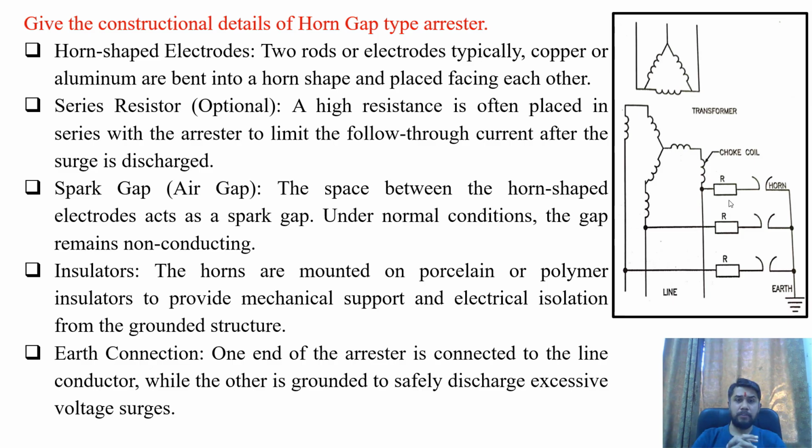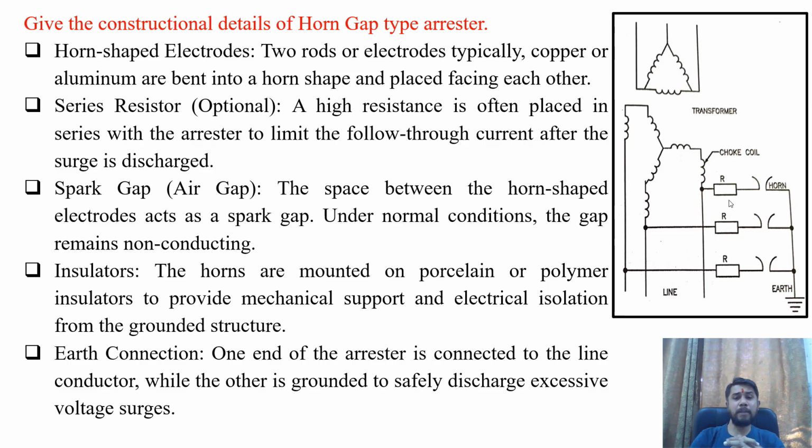Spark gap. The space between the horn-shaped electrodes acts as a spark gap. Under normal conditions, the gap remains non-conducting. So the medium between these two is air, so no need to specify the material used for it.